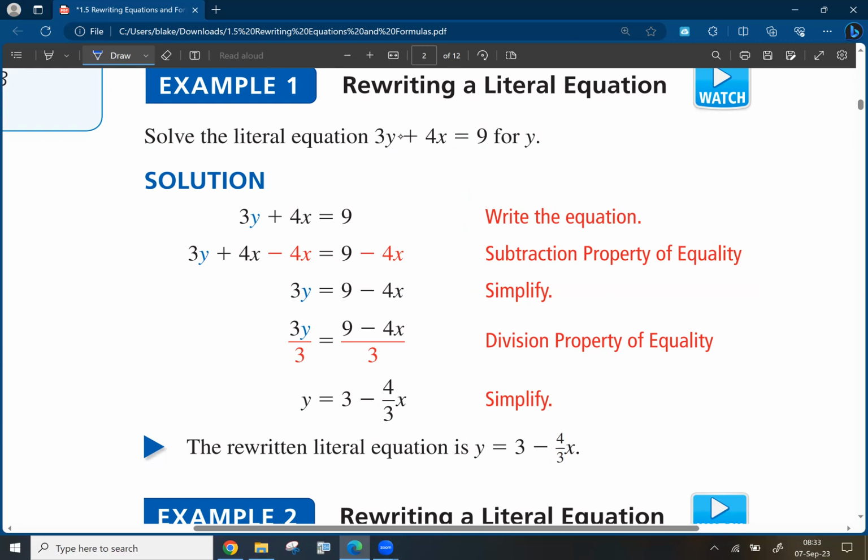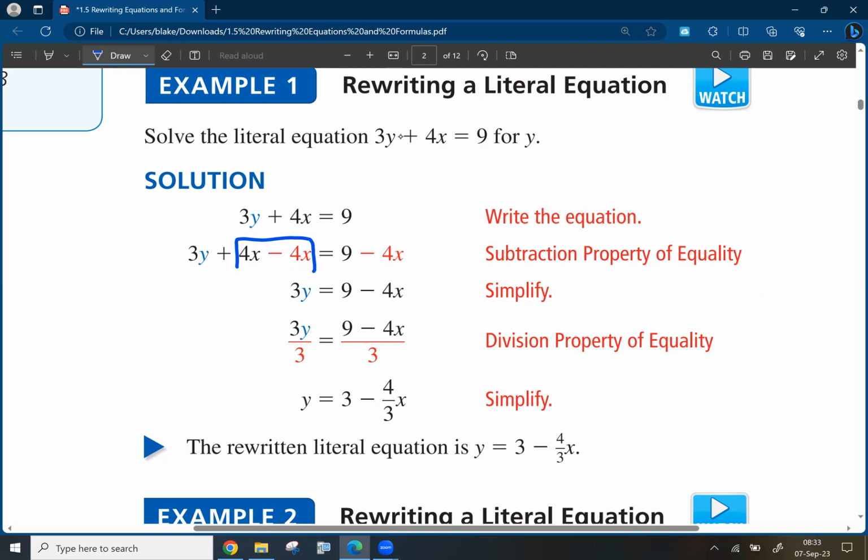You can see the first thing they do in the first step is subtract the 4x on both sides. The reason they do that is because 4x minus 4x is going to equal 0 and cancel out. But because they do it on the left, they also do it on the right. Also keep in mind that these are not like terms, so they don't combine. You just leave 9 minus 4x. It's not 5x, it's not 5. They're completely separate terms, so they just sit next to each other.